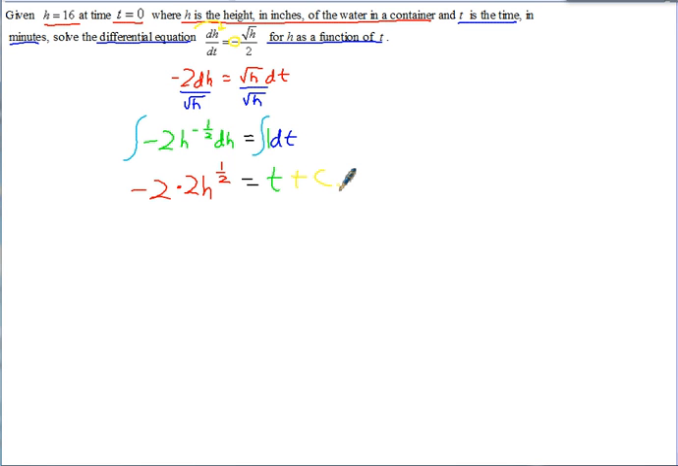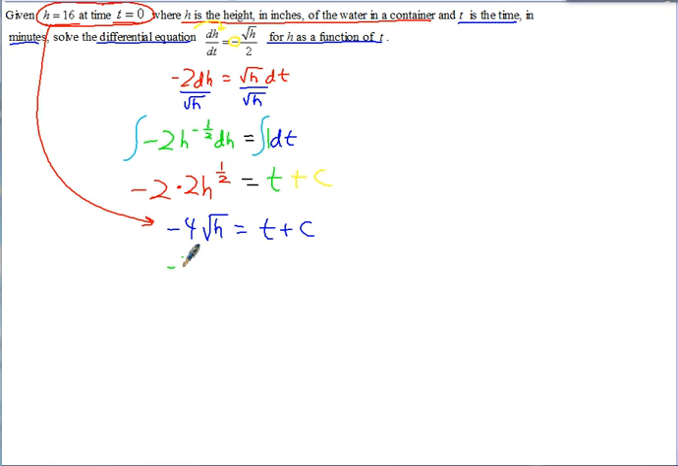Let's go ahead and simplify this first then. So this just becomes negative 4, and it's easier to work with in radical form, so we write it as negative 4 times the square root of h equals t plus c. Now that's our general solution, but we need to know the particular solution by solving for c. Notice here they write it a little differently, but they tell you a point you could use right here. h equals 16 at time 0. So we can substitute that in for h and t, and that'll allow us to solve for c.